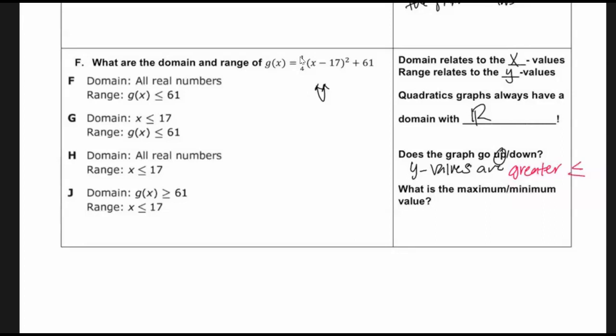And what is the maximum or minimum value? Well, that'll be your vertex, which you can graph to find. But with this information, we can eliminate a decent amount of answers. For example, you should know the domain is always all real numbers because it will always point forever to the left and always point forever to the right. F has all real numbers as domain, perfect, but notice that G does not. So G is incorrect. H has all real numbers for domain, which is great, but J does not.